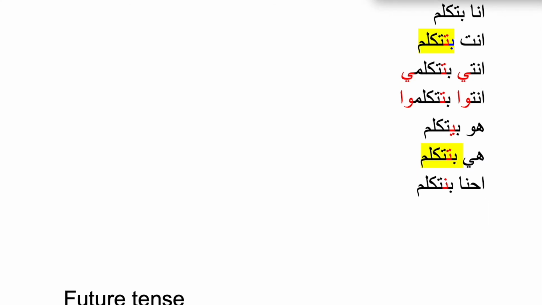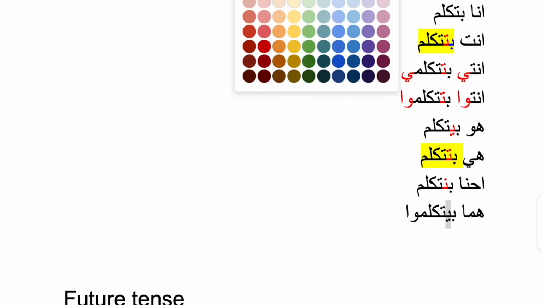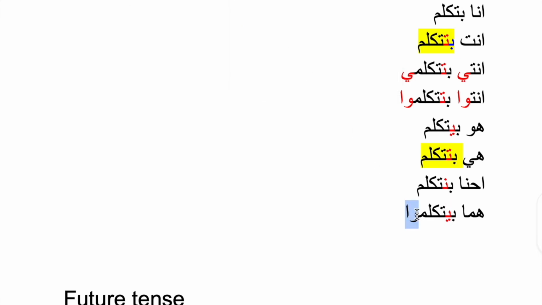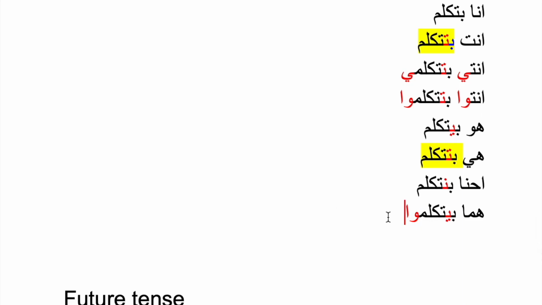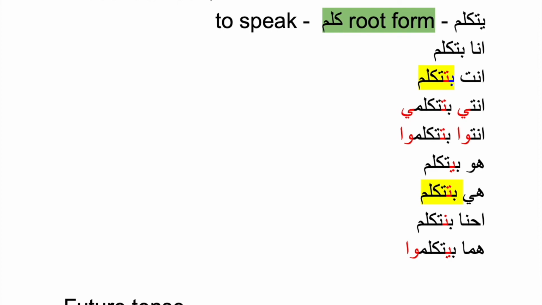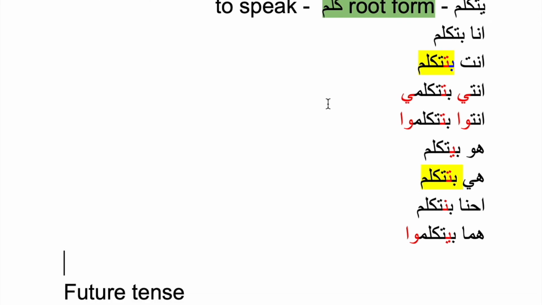And lastly, we have هما. هما بيتكلموا. So with هما, with the conjugation, we have a ye in front, and at the end we add wow and elif. هما بيتكلموا. So again, let's go over the conjugations.